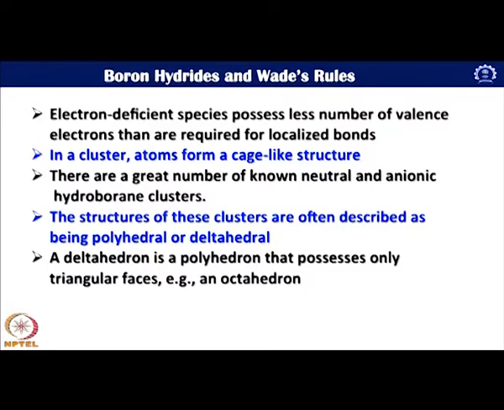So, let us look into more details about Wade's rules. Electron deficient species possess fewer valence electrons, as I had mentioned, than are required for localized bonds. In a cluster, atoms form a cage-like structure. There are a great number of known neutral and anionic hydroboron clusters. The structures of these clusters are often described as being polyhedral or deltahedral. A deltahedron is a polyhedron that possesses only triangular faces. Triangular means equilateral triangles.